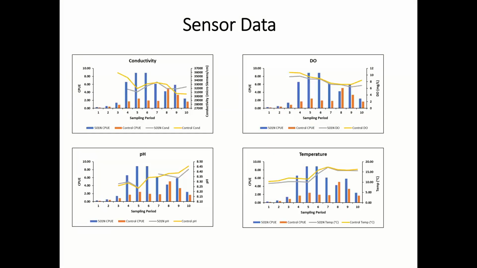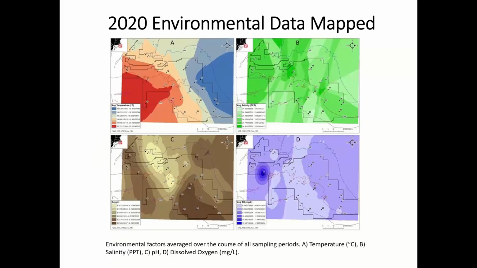Conductivity, dissolved oxygen, pH, and temperature. We are monitoring those for each area, our control and our impact, so that we'll have a database with which to start to compare the natural variation. And from those, we can create distribution maps of those particular environmental factors. This is some work funded by the Mass CEC, so it's for the whole Massachusetts wind farm development area here.